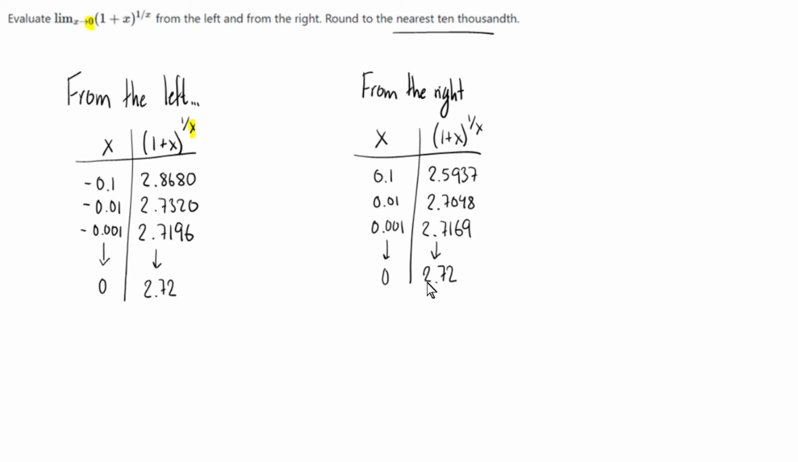So the key here is that we're approaching the same value from both sides. Okay, we're approaching 0 from the left and from the right. So we can now conclude that the limit as x goes to 0 of (1 plus x) to the power of 1 over x is approximately 2.72.